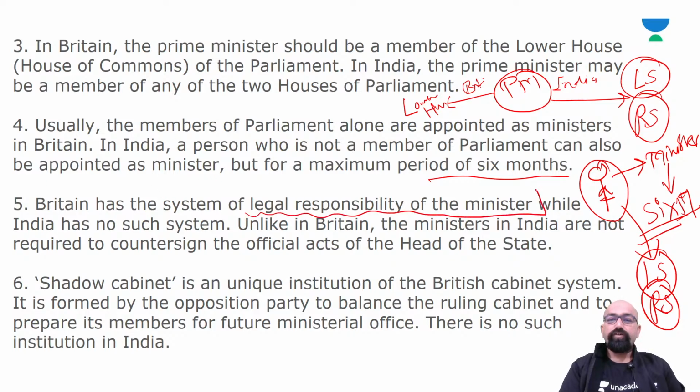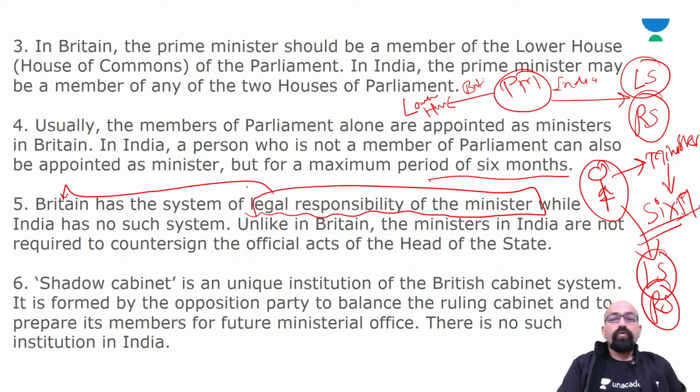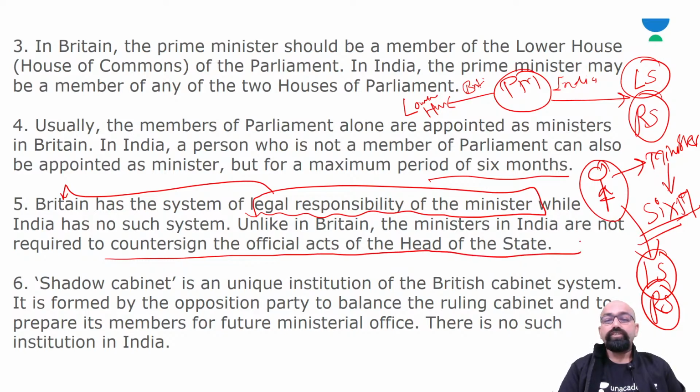Legal responsibility of the minister, while India has no such system, right? So unlike in Britain, the ministers in India are not required to countersign the official acts of the head of the state, right? Yes.